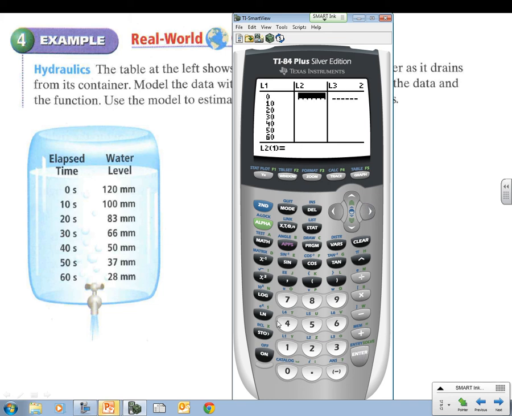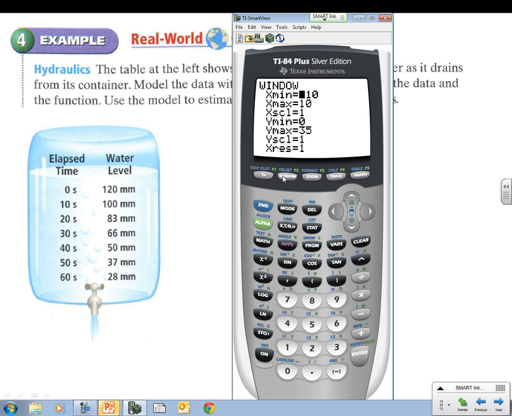And the Y numbers aren't quite as convenient. 120, 100, 83, 66, 50, 37, and 28. All right, that's my list.